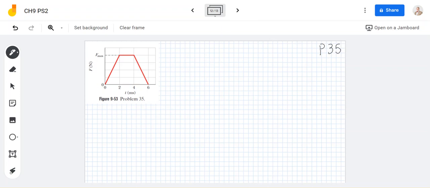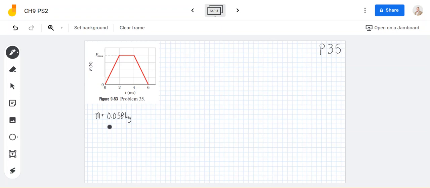The figure shows an approximate plot of force versus time during a collision of a 58-gram super ball with a wall. All right, so we got a super ball here. The mass is 58 grams. Now we have to work in kilograms. So there's 1,000, so I'm going to divide. So 0.058 kilograms, that's the mass.